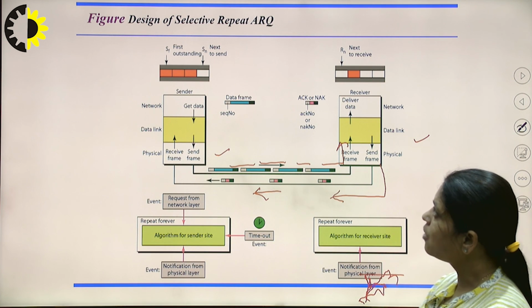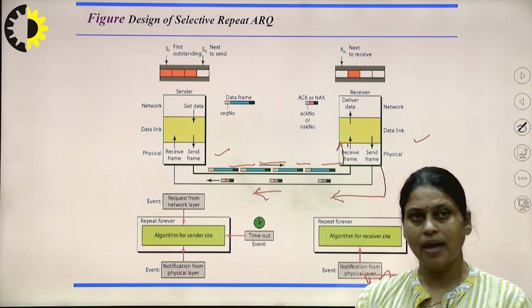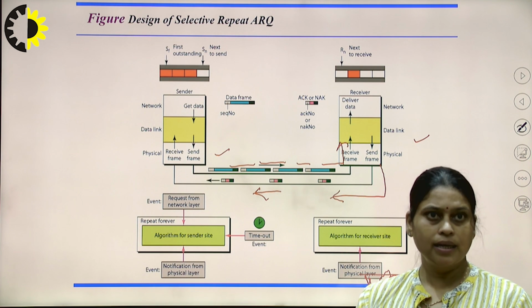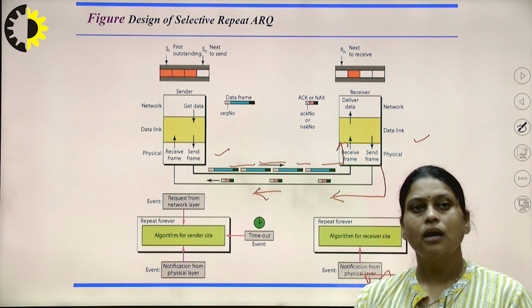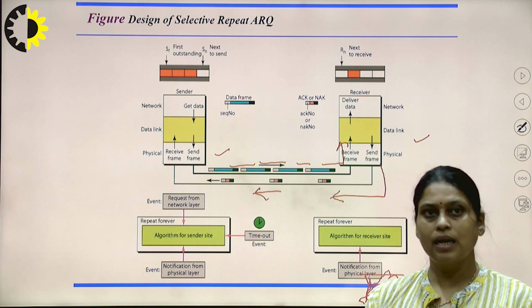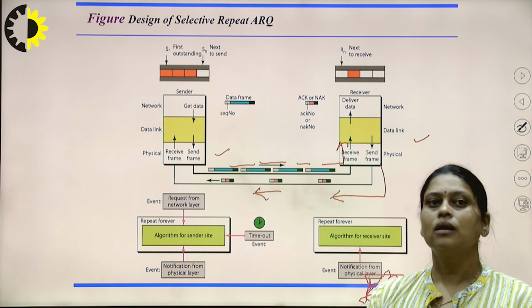So this is all about the protocols which we use at the data link layer. Now, in my next lecture, I will discuss the MAC layer, which is a sublayer of the data link layer.